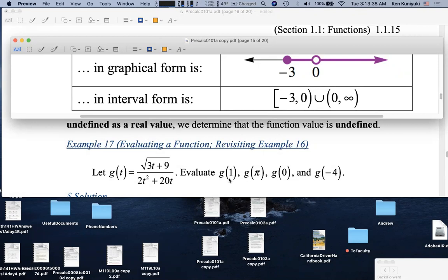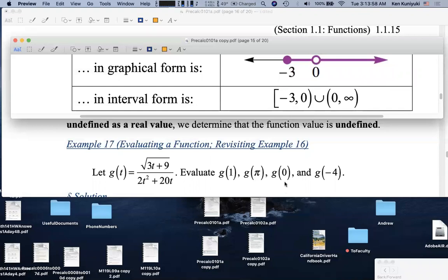Is 1 in the domain of g? Well, 1 is in this right interval, so yes, g of 1 is a real output. 1 is in the domain. What about g of pi? Well, yes, pi, again, is in the right interval here, so g of pi will be defined and real.